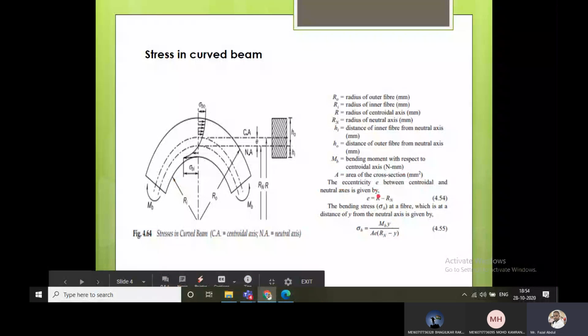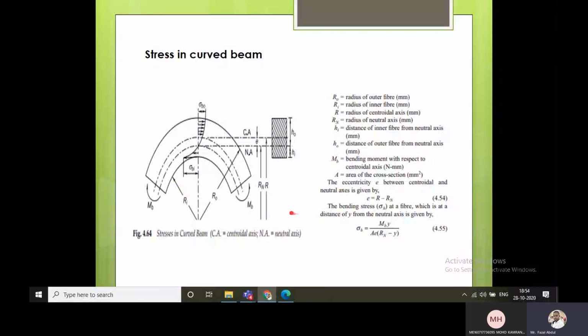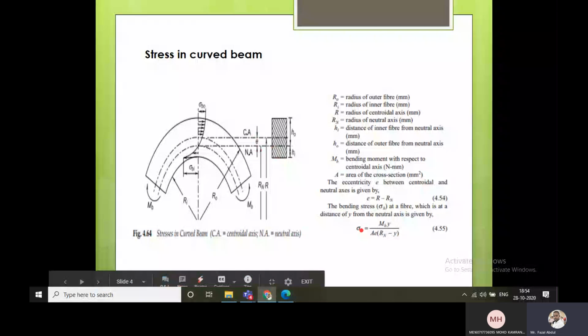And eccentricity. Eccentricity is the distance between the neutral axis and the central axis; see here, the E representing it. It is the difference between the neutral axis and central axis. Now we need to calculate the bending stress. So this is the bending stress equation: M into y, A into e, Rn minus y. This one we need to calculate, bending stress.